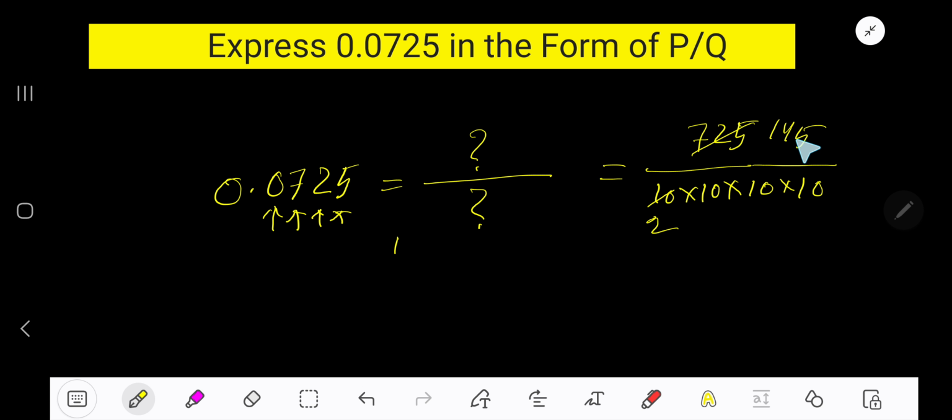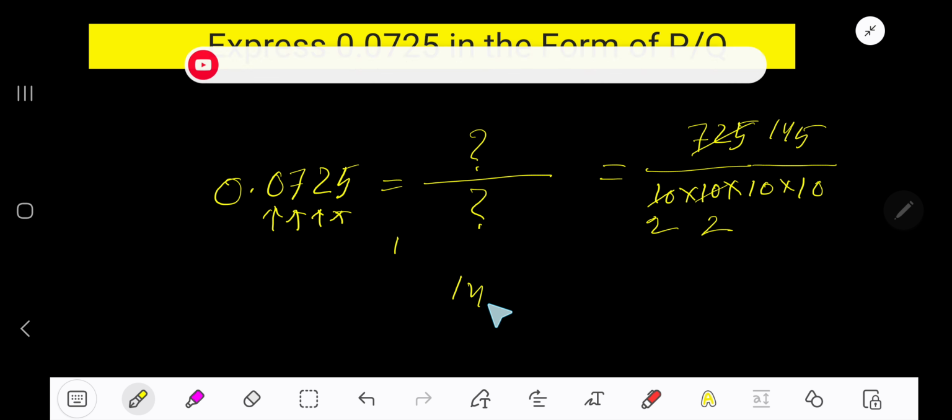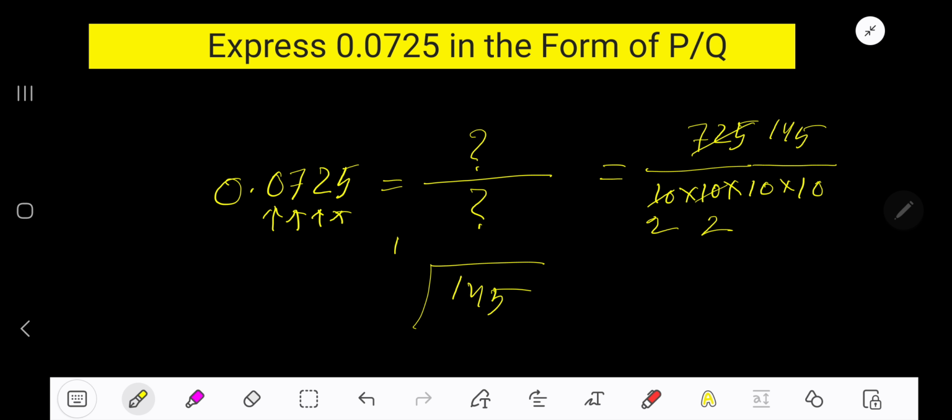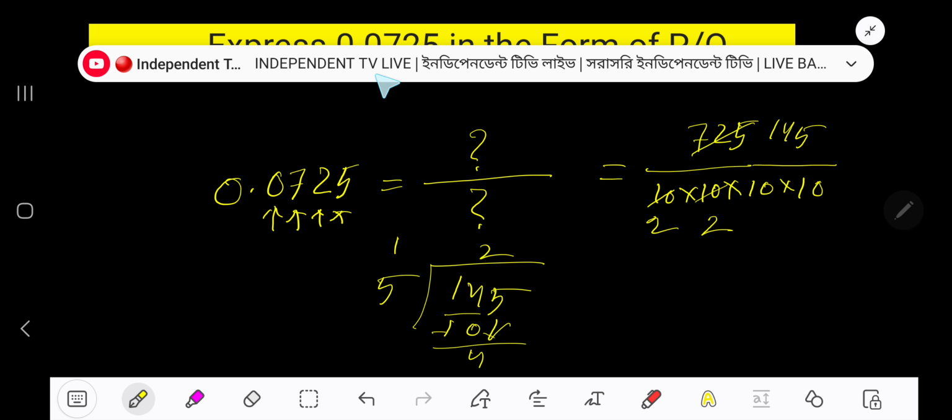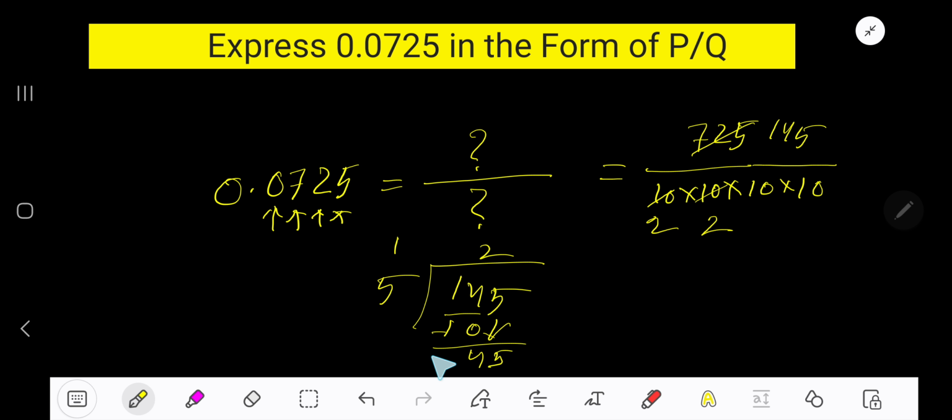Again, this 145 is divisible by 5 and this 10 is divisible by 5. If you divide this 10 by 5, you will get 2. And if you divide this 145 by 5, you will get what? 5 goes into 14 how many times? 2 times. 2 times 5, 10. Subtract, 4, bring down this 5. 5 goes into 45 how many times? 9 times. So if you divide 145 by 5, you will get 29.